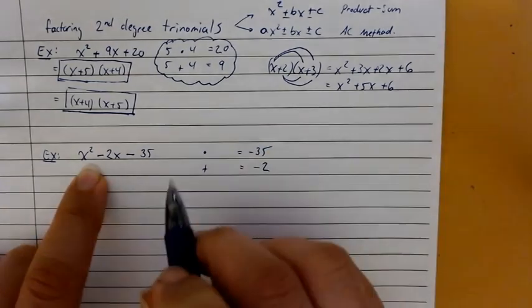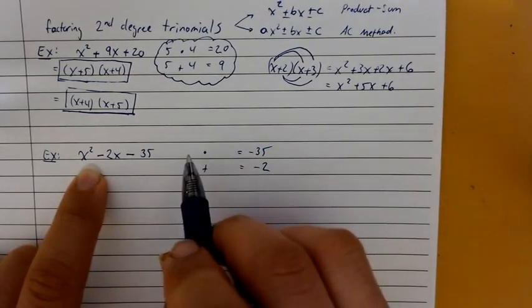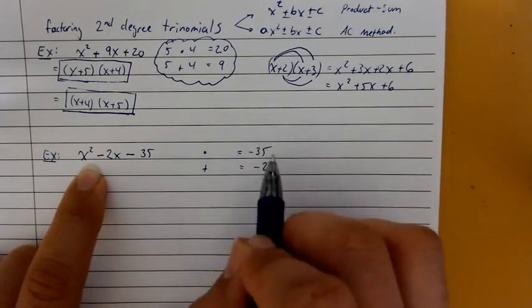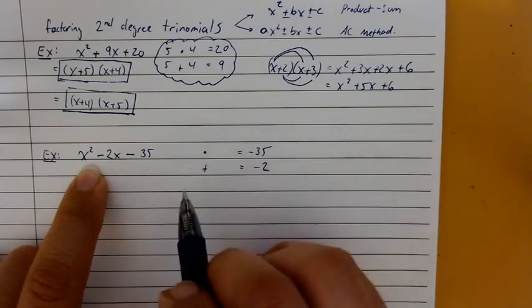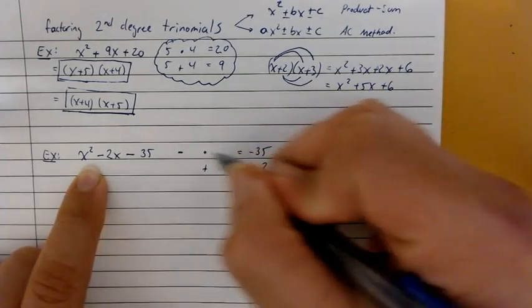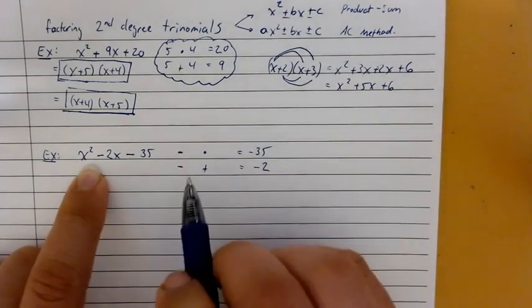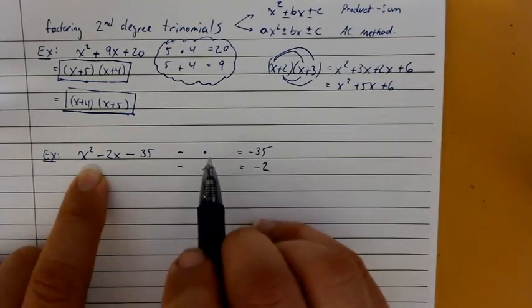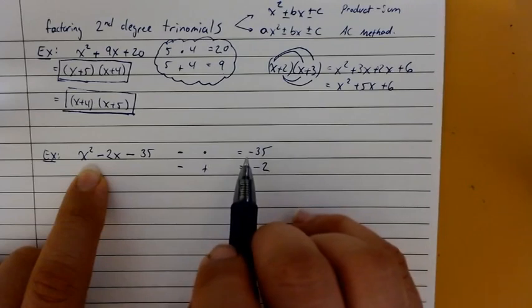All right, so two numbers that multiply. Notice, if they're multiplying to give you a negative, that means one of them's got to be negative, one of them's got to be positive. Okay, so one's got to be negative, one's got to be positive. All right, so what numbers, positive and negative, multiply to give me negative 35?